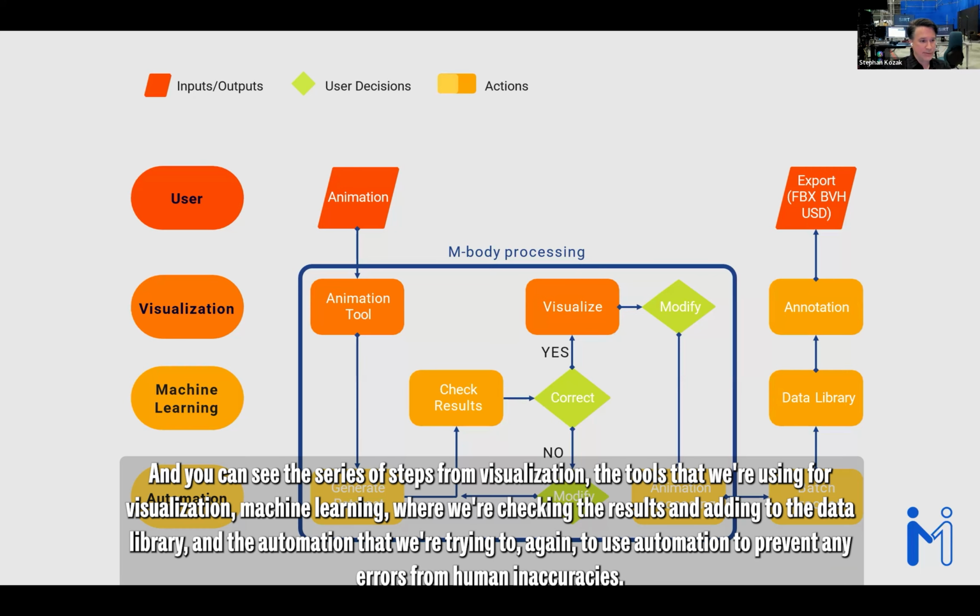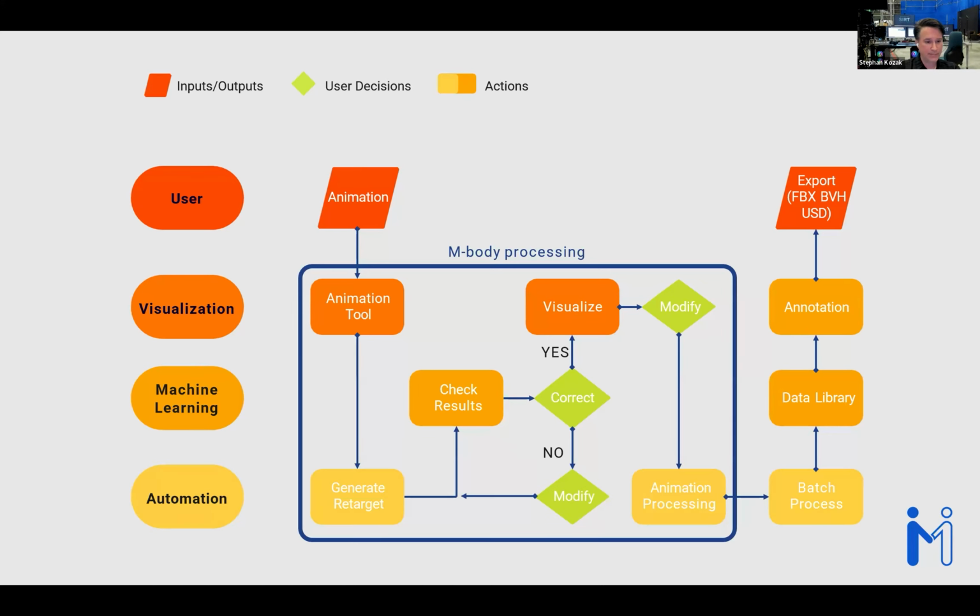And you can see the series of steps from visualization, the tools that we're using for visualization, machine learning, where we're checking the results and adding to the data library, and the automation that we're trying to, again, to use automation to prevent any errors from human inaccuracies. And that's it. Thanks, Mike.